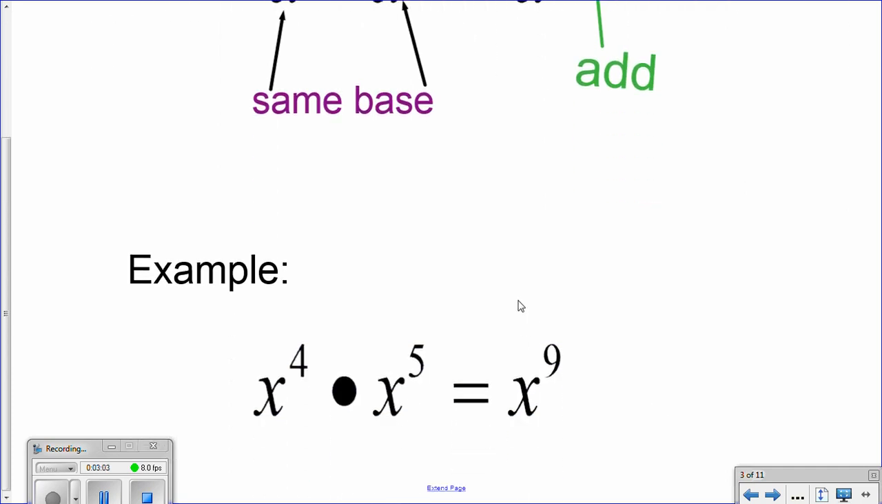Here's an example. We have x to the 4th times x to the 5th, same base. We can add these exponents, so 4 plus 5. You just write it as x to the 9th. If you do this in expanded form, you'd write out 4 x's times 5 more x's. So altogether there are 9 x's being multiplied. We just write it in shorthand. So that is the product of powers.